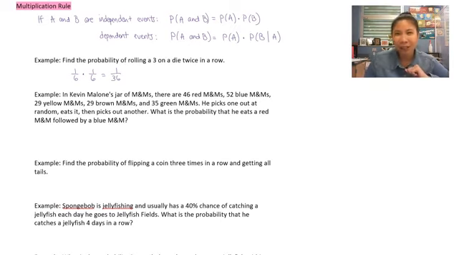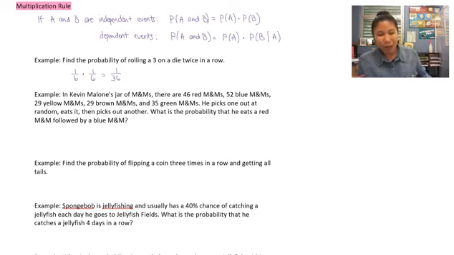First of all, very unlikely in our situation of Kevin only eating one M&M at a time, but that's besides the point. So what is the probability that he eats a red M&M followed by a blue M&M? Again, he's eating multiple M&Ms, so this would be a multiplication rule, because we've got multiple actions being taken.